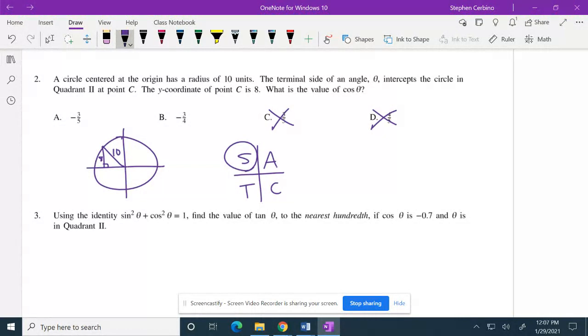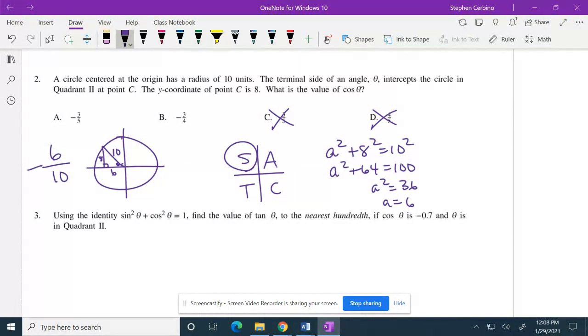Now to find the missing side here, we have to use the Pythagorean theorem. So I'm going to say a squared plus 8 squared equals 10 squared. And if I do some quick calculating, I can see that a squared equals 36, or a equals 6. And if we want to find the cosine ratio for this angle, it would be the adjacent side, which is 6, over the hypotenuse of 10, but since it's in quadrant 2, negative, which gives us choice A.